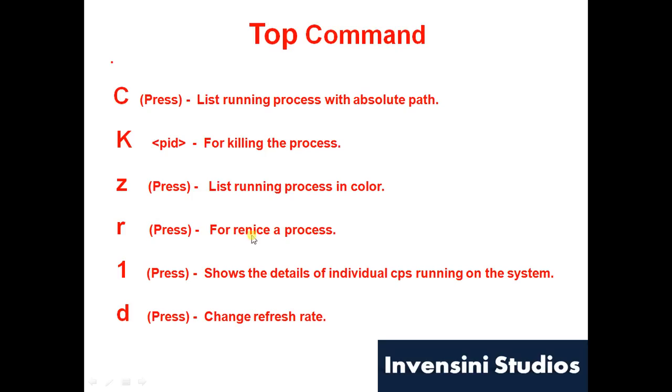Similarly, if you want to increase or decrease the priority of a process, you can renice it. How to do it? Press R. If you have multiple cores in the machine and you want to see the CPU utilization of each core, press 1. It will split your top CPU line into the number of CPUs that you have. By default the refresh rate is 3 seconds, and if you want top to refresh sooner, say every 2 seconds, or make it 5 seconds, do it by pressing D.